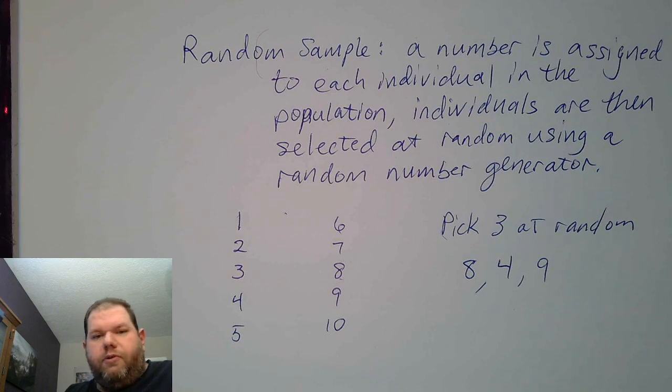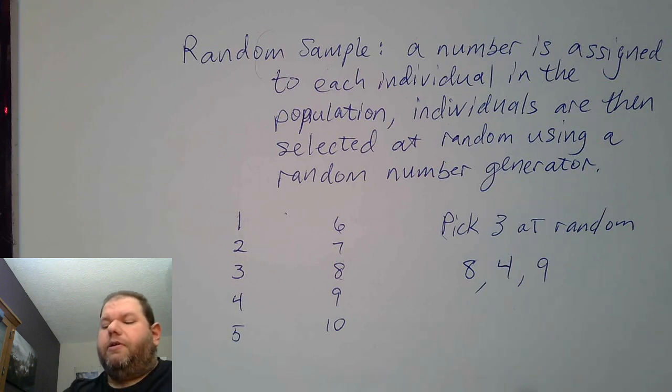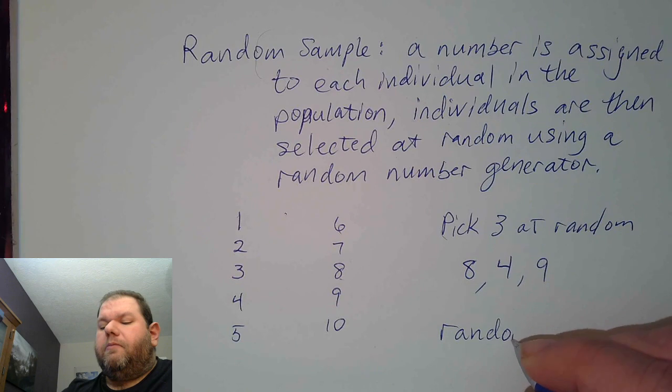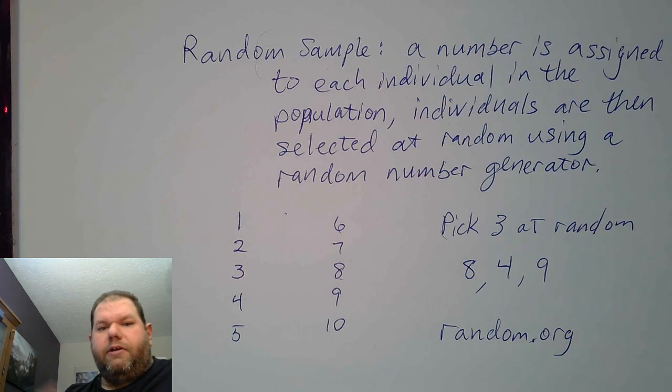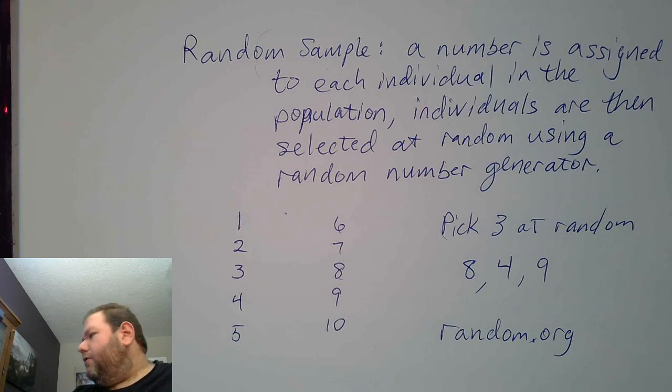Whichever one, you'll have a problem or two on your homework where it wants you to find some random numbers and then make a list from that. Whichever one you want to use, I would advise using the calculator, but you can use the website that I showed you, random.org. That's fine. And anything else you have available, like your phone has a random number generator that works as well. So that's how we create a simple random sample.